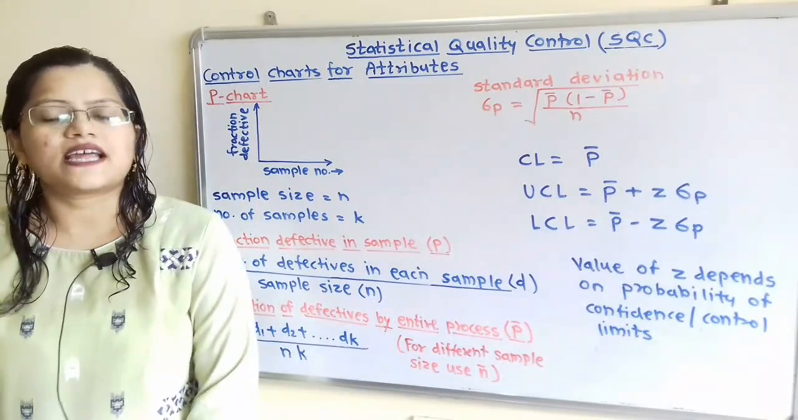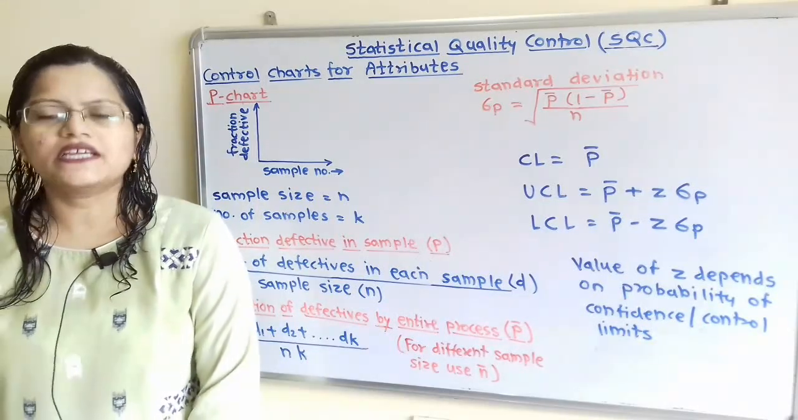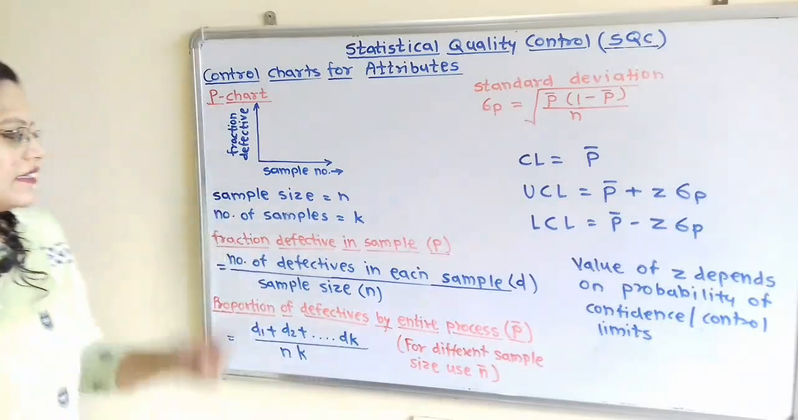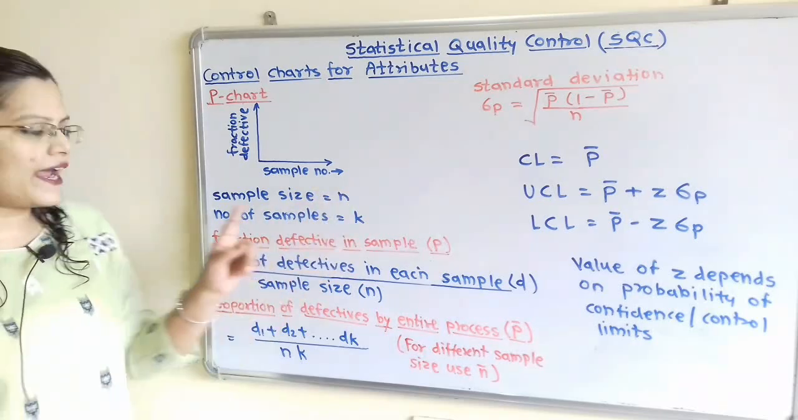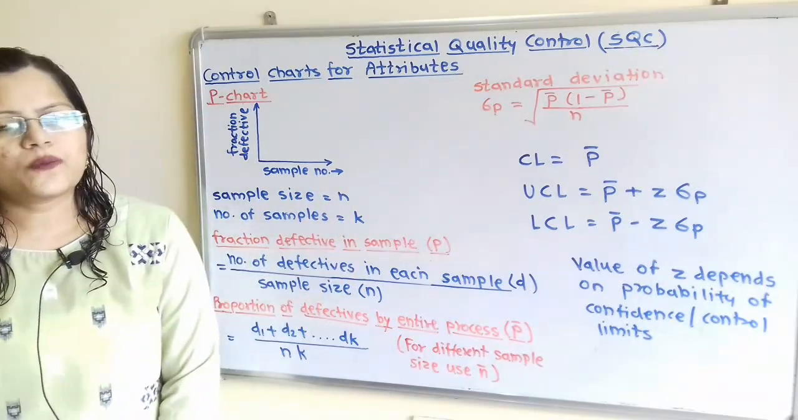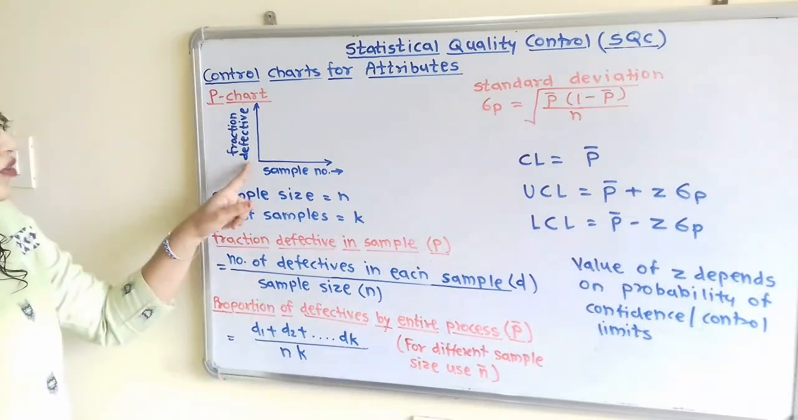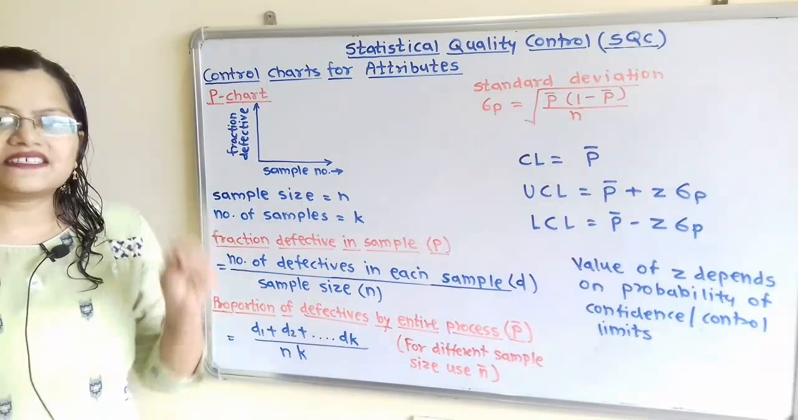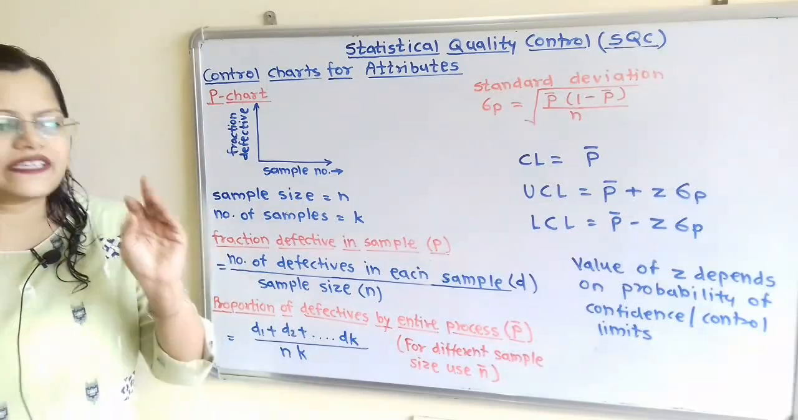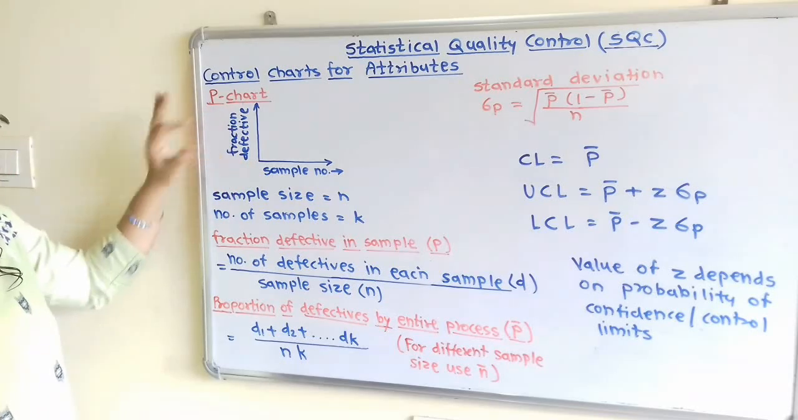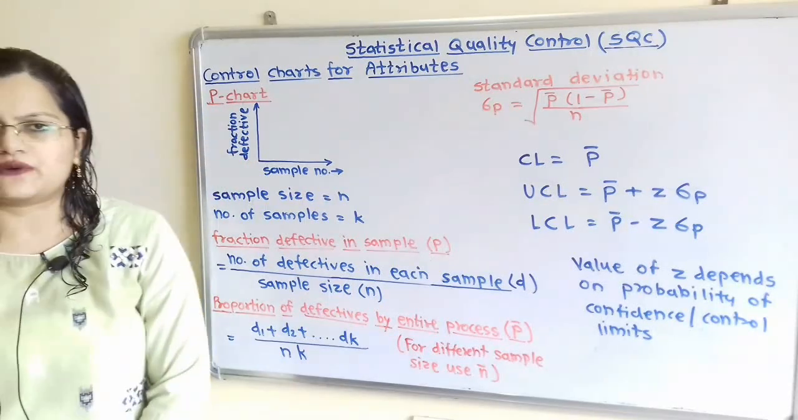Let us understand some important formulae related to the P chart. We will consider sample size n and number of samples equal to k. To plot the P chart, on the horizontal line we plot the sample number, that is sample number 1, 2, 3 up to k, and on the vertical line we plot the fraction defective.